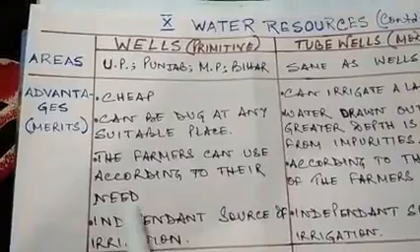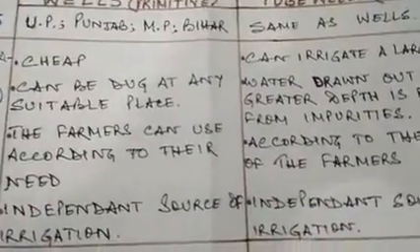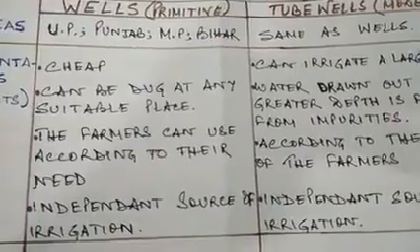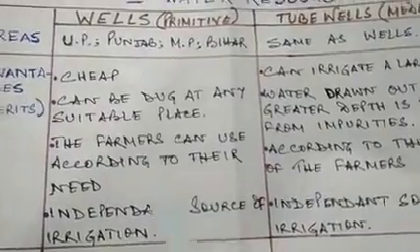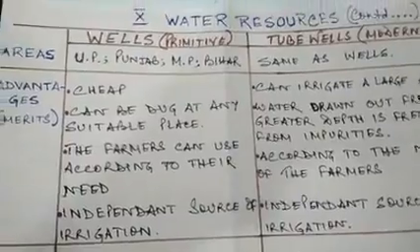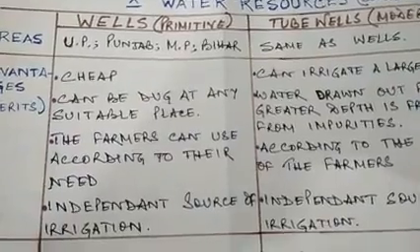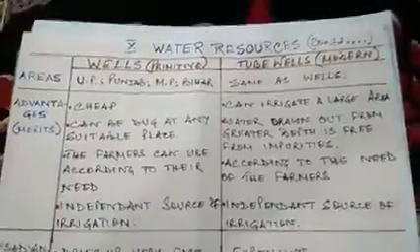The farmers can use them according to their need. Now wells are not the only method of irrigation; the water drawn from the wells is also used for other household purposes. And the last point, or the fourth point, independent source of irrigation: wells can be dug by an individual farmer or a family. You don't require any government scheme or any other methods to dig a well.